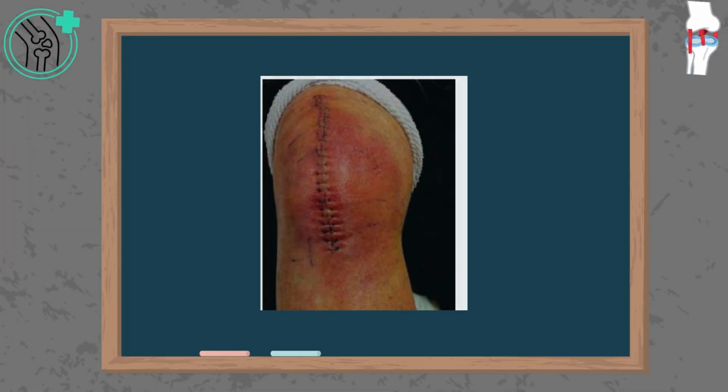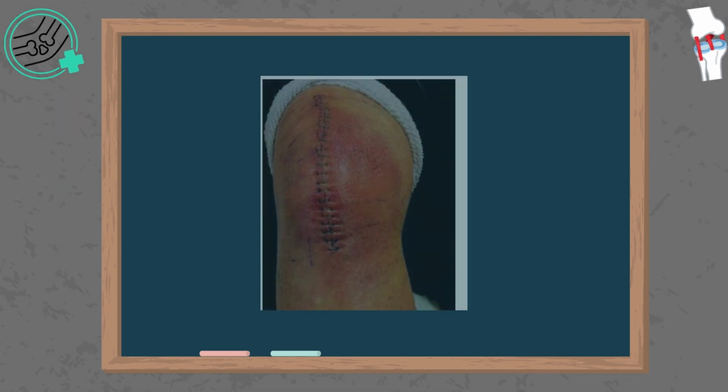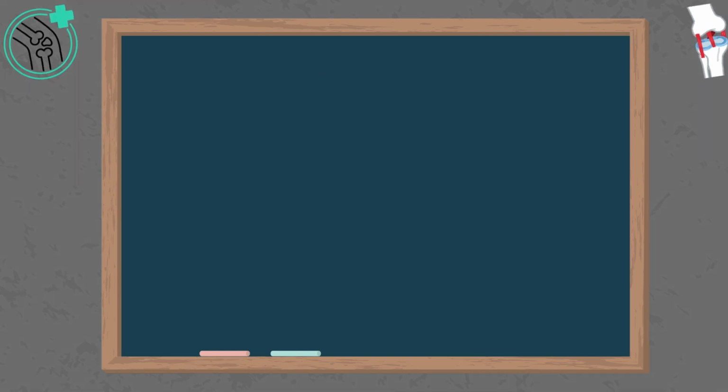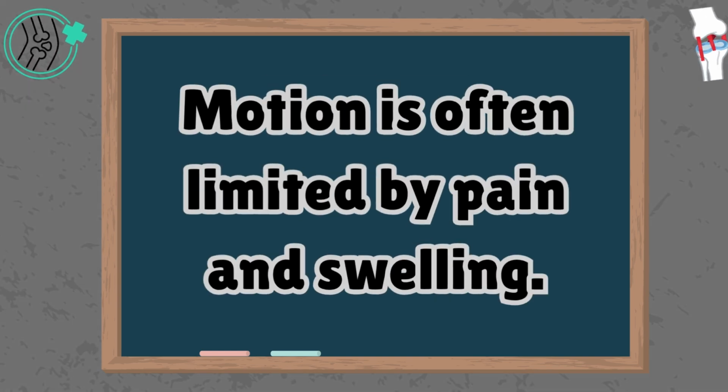Physical examination. On inspection, a sinus tract to the joint is a definitive sign of infection. Other signs include warmth, redness, and swelling, along with a low-grade fever. Motion is often limited by pain and swelling.